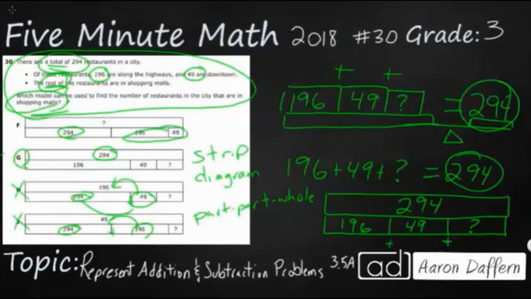And then all of these 3, we don't know what they're going to add up to, but it's going to be much larger than 294. And we already know that 294 is our total. So our answer is G.